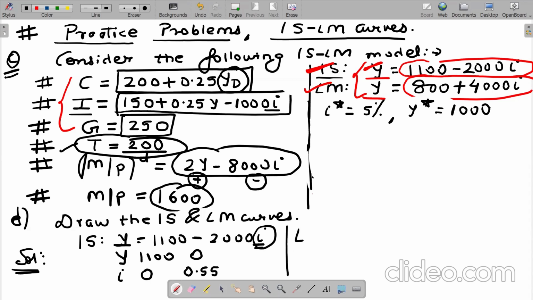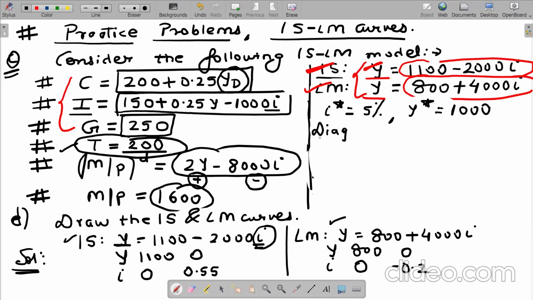Similarly, for the LM curve, Y is equal to 800 plus 4000i. Again, let's take values. When I is 0, Y is 800. When Y is 0, what will I be? When Y is 0, I is going to be minus 800 by 4000. So it comes out as minus 0.2.